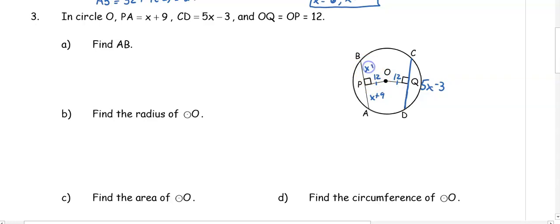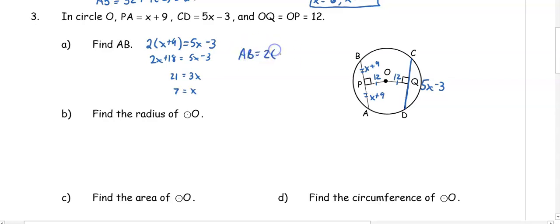So if I use x plus 9 also up here because our chord was bisected, we know that 2 times x plus 9 is equal to 5x minus 3. So we get 2x plus 18 is equal to 5x minus 3. 3x is equal to 21, so x is 7. Then to find AB, AB is equal to 2 times 7 plus 9, which gets us a length of 32.